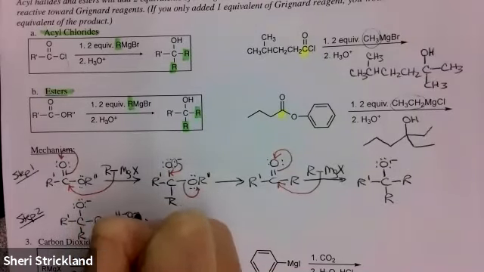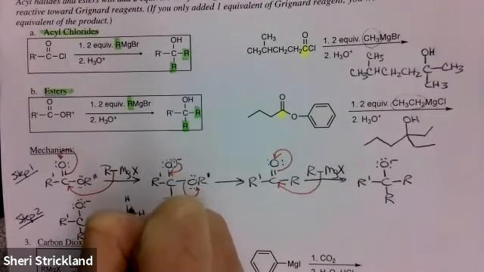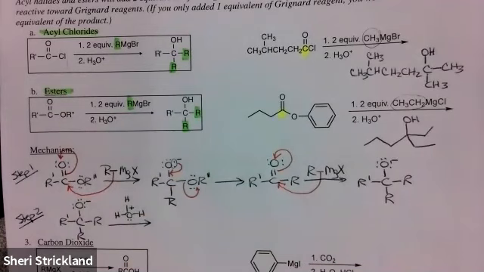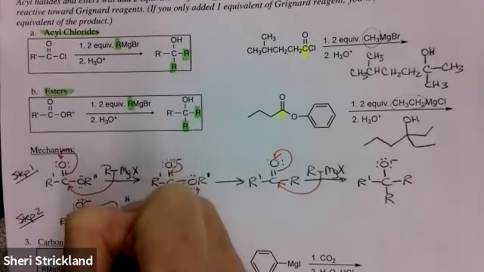Now, sometimes when you have aqueous acid in that second step, it will show as hydronium ions. Sometimes it will show as water and hydrochloric acid. Either is fine.